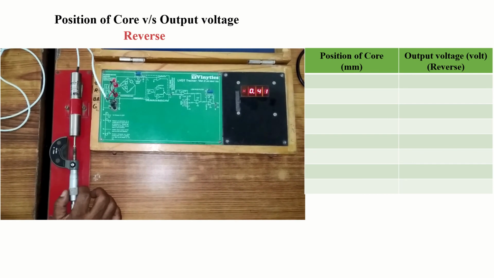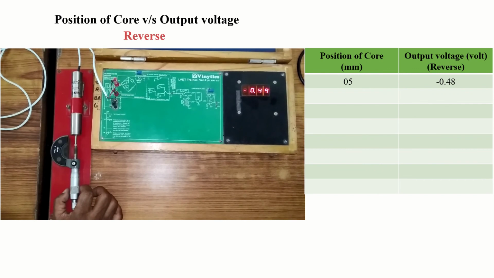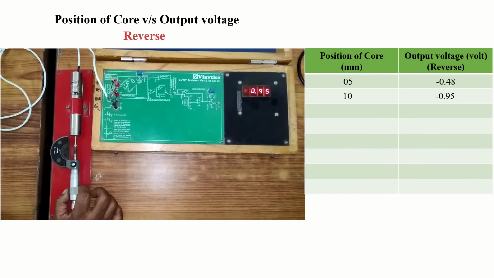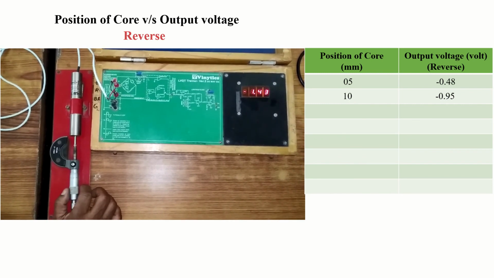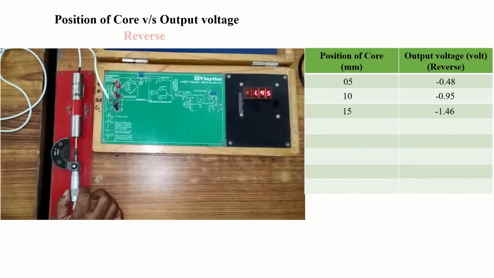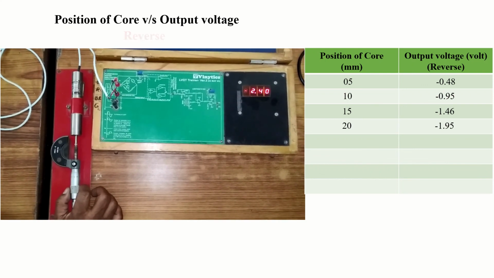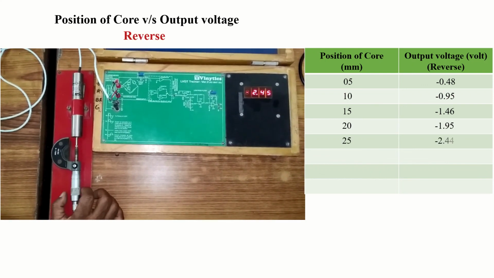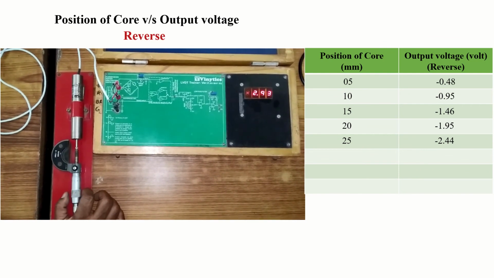So now if the core is moved by 5 mm, the difference voltage at the secondary is minus 0.48 volts. For 10 mm displacement of the core, we have minus 0.95 volts. For 15 mm it is minus 1.46. For 20 mm it is minus 1.95. For 25 it is about minus 2.44 volts.